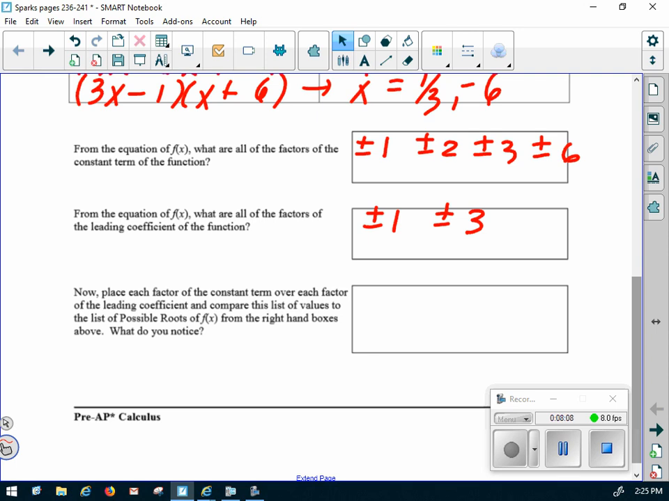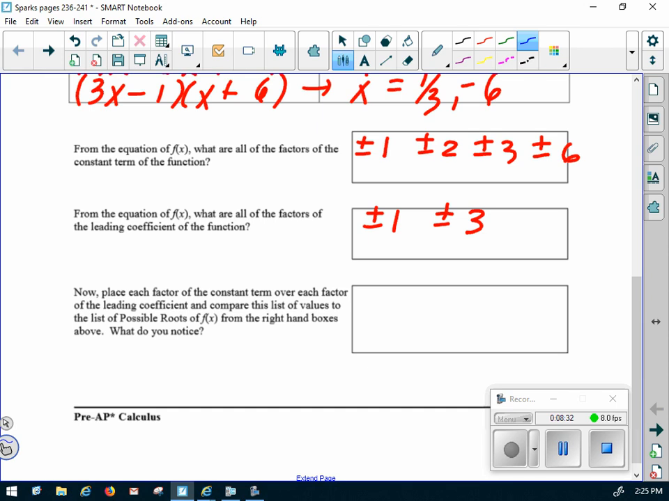Now, we're going to take each factor of the constant term and divide by each factor of the leading coefficient. That's where you generated your P over Q in Algebra 2. Remember? If we do that, so let's do that. I promise I'm going to make it as painless as possible.